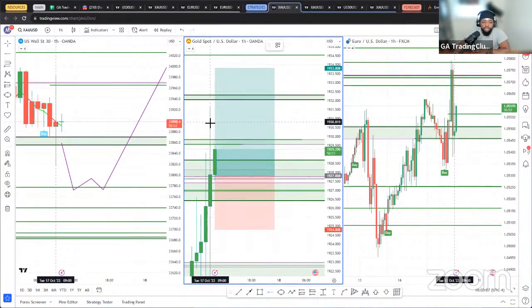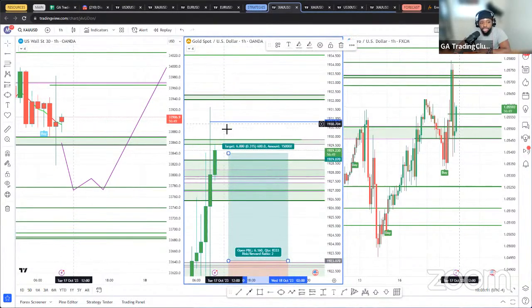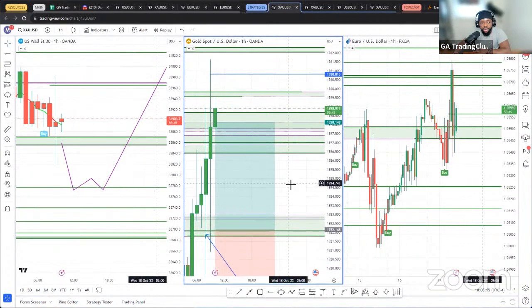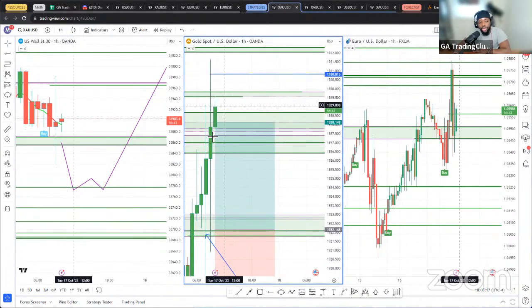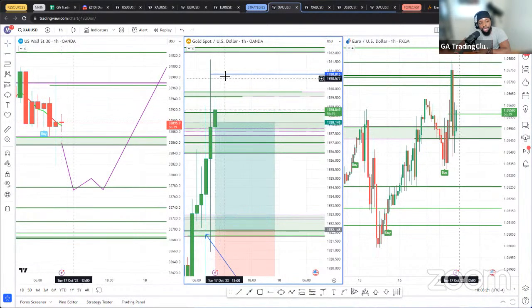So I'm assuming that somebody took this trade. Now, if price gets to this zone before coming back and tapping me in here, I'll know that somebody who took the trade after it immediately validated would set a break even once they achieve a 1:1. And the 1:1 for that trade is here.